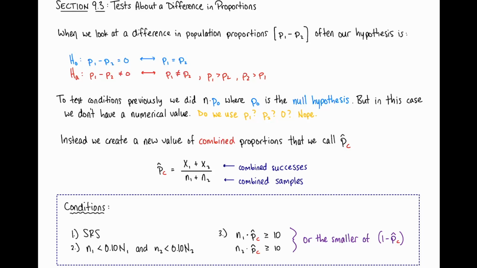But the problem here is that our null hypothesis is not now that they are equal to some value, like 0.8 or 0.6. It's that they're equal to each other. And if two things are equal to each other, we don't have a numerical value to use. Would we use p1? Would we use p2? Would we use 0? In fact, what we use is a combined proportion, a p hat sub C, which is pretty straightforward. It is just the combined successes over the combined samples. We need one value, and this becomes our one value of combined proportions.